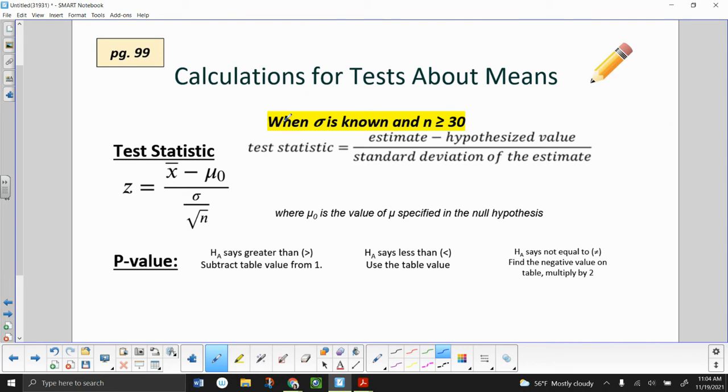All right, so in terms of calculations, again, when sigma is known and our sample size is greater than or equal to 30, the general form for the test statistic is this, but more specifically for means, when we're using z, it's x bar minus mu sub 0 over sigma over the square root of n, where mu sub 0 is the value of mu specified in the null hypothesis. In terms of finding the p-value, it's the same deal. When we're looking for greater than, we subtract from 1. When we're looking for less than, we just look up the value in our table. And when we're looking for not equal to, we're looking at the values of both tails. So we look on the negative side and multiply by 2.